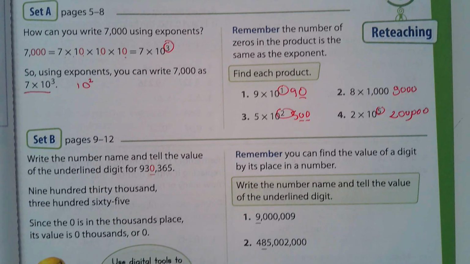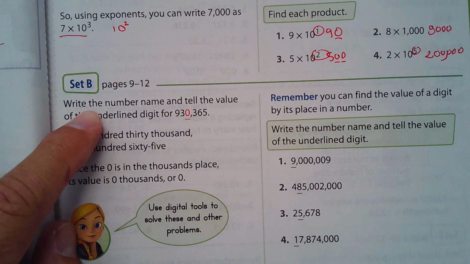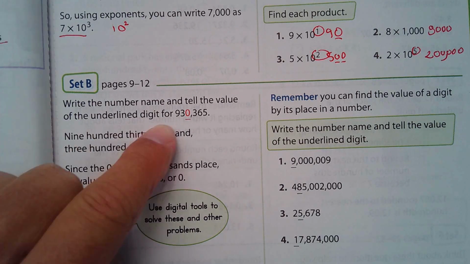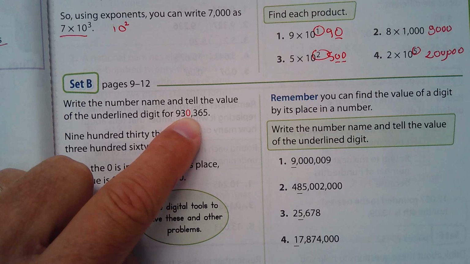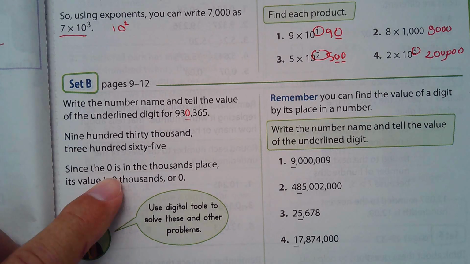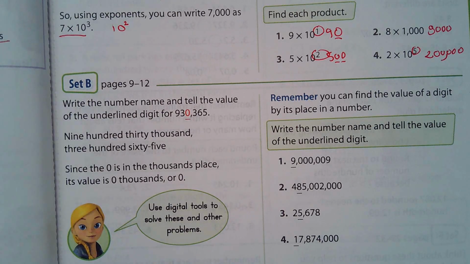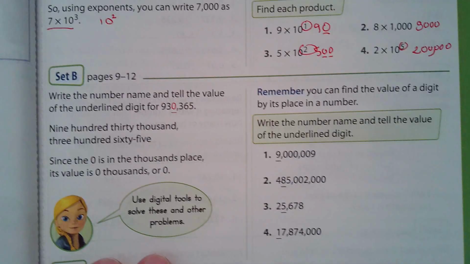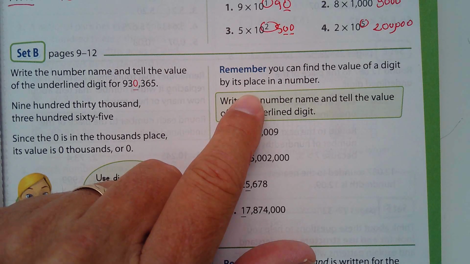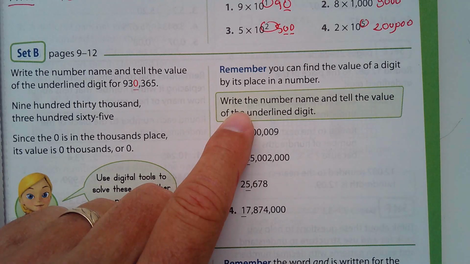All right, set B. Again, this is just kind of informative. It says write the number name and tell the value of the underlined digit for 930,365. So what's the value of the underlined digit? Well, it's 0. So even though it's in the thousands place, you should know that its value is 0. All right. Remember, you can find the value of a digit by its place in a number. All right, that's why it's called its place value.